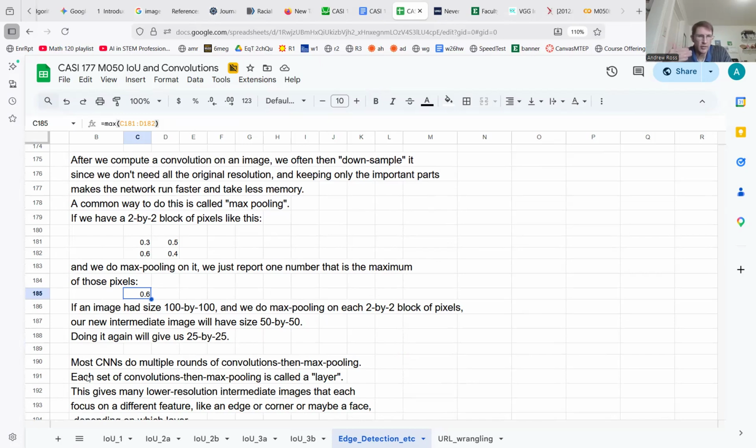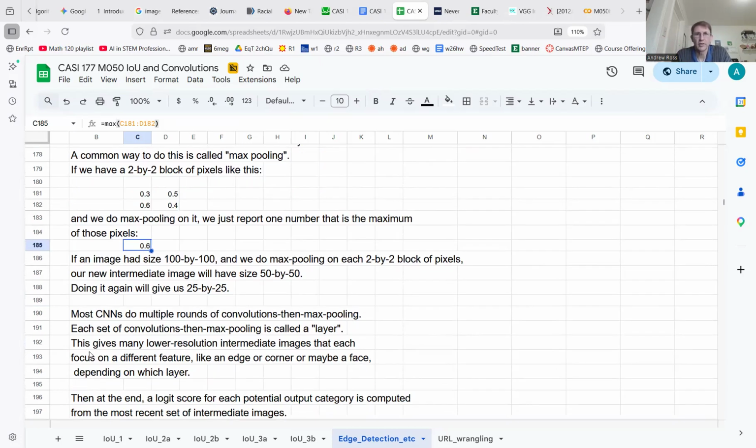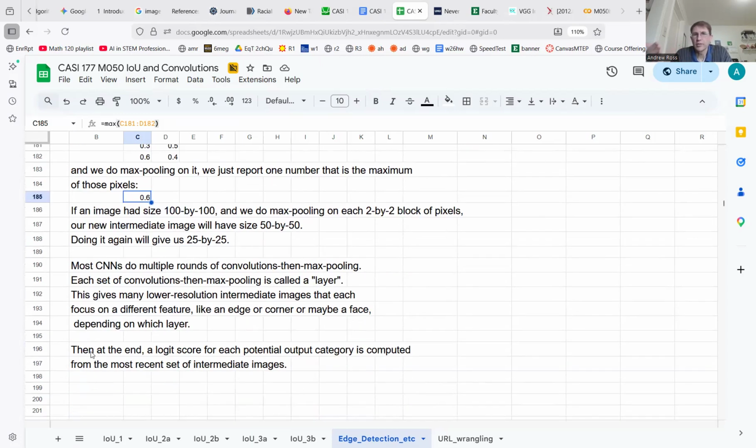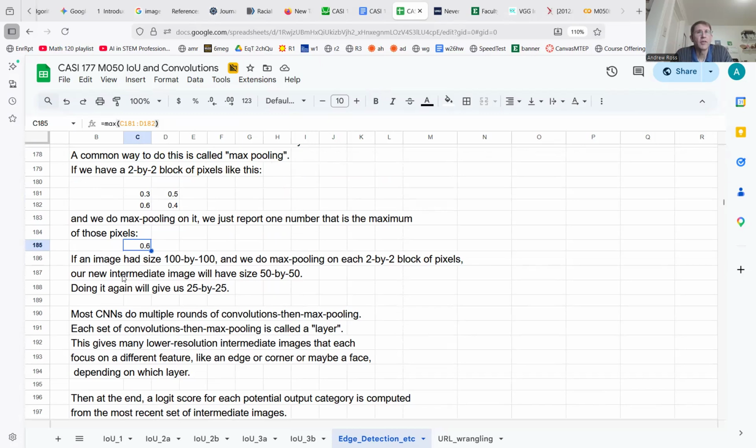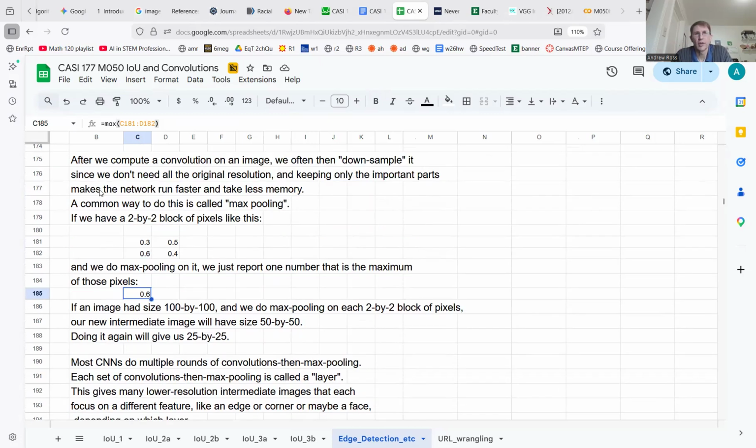This gives us many low-resolution intermediate images that each focus on a different feature, like an edge or a corner, maybe on early layers, or maybe a face for later layers. Then at the end, a logit score for each potential output category is computed from the most recent set of intermediate images, and then that is run through a softmax, for example, if you're doing classification. Also, after doing convolutions and max pooling, we often do a nonlinear function, which is kind of like logit, but we won't worry about that for now. All right.